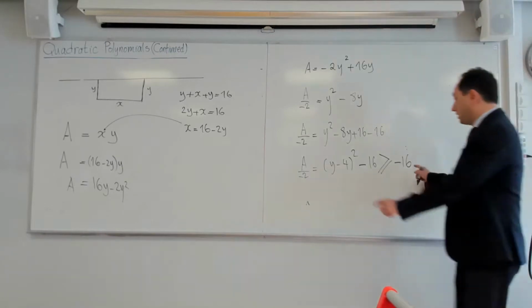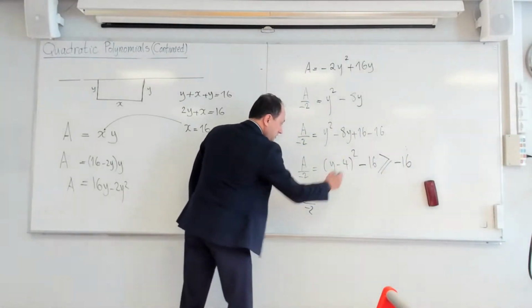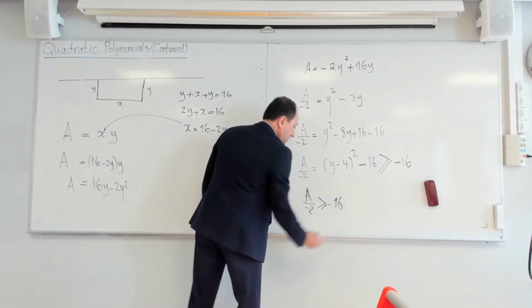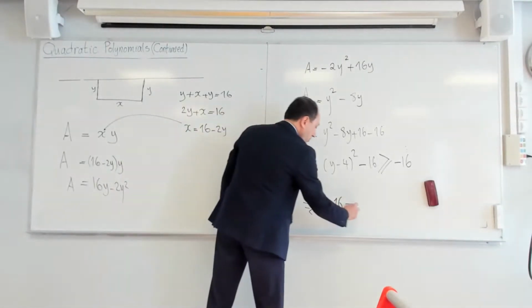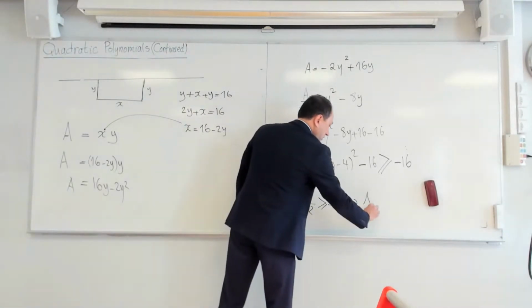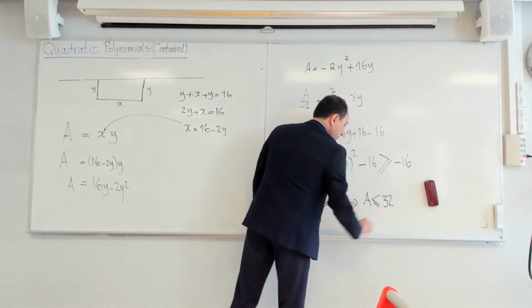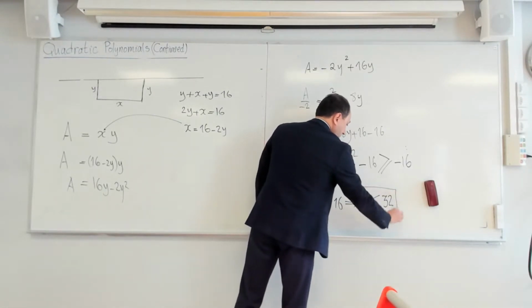Okay, but then I hope that you remember what to do. A divided by minus 2 is greater than or equal to minus 16. You multiply both sides by negative 2. You need to remember to flip the sign. So it becomes A is less than or equal to 32. Yes?